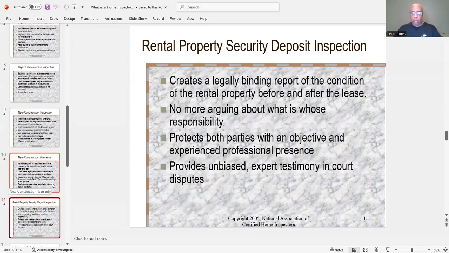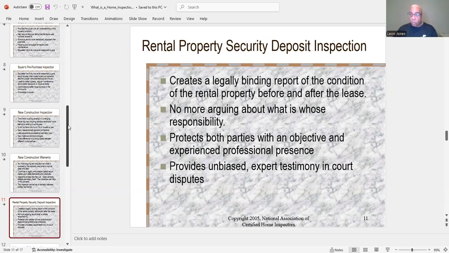Rental property security deposit inspection. Well, it creates a legally binding report of the condition of the rental property before and after the lease. So no more arguing about what is whose responsibility. And it protects both parties with an objective and experienced professional presence. It provides unbiased expert testimony in court disputes.